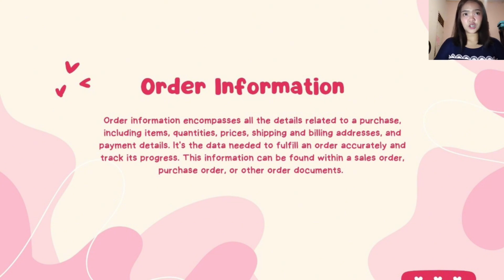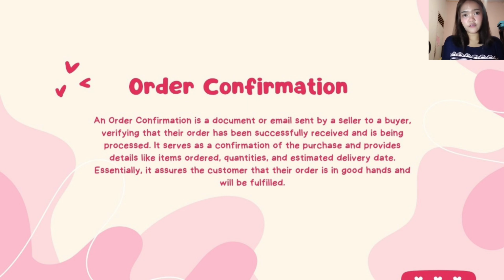Order information encompasses all the details related to a purchase, including items, quantities, price, shipping and billing addresses, and payment details. It's the data needed to fulfill an order accurately and track its progress. This information can be found within a sales order, purchase order, or other order documents. Next, we have order confirmation.